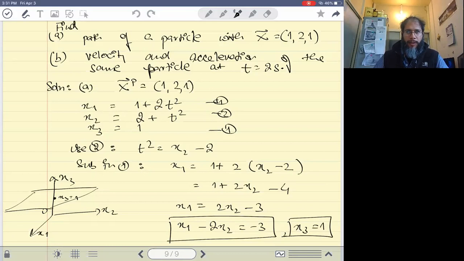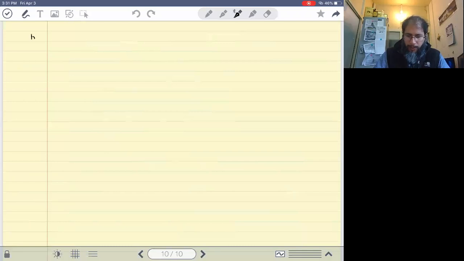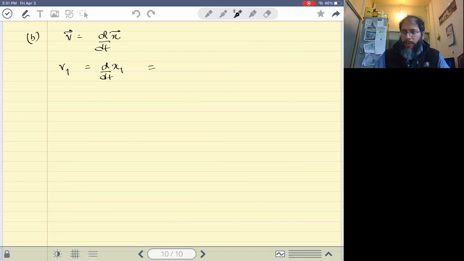Now you have to find the velocity and acceleration of the same particle at t equal to 2 seconds. Remember that velocity was given by d by dt of the current configuration. I can find the first component of v as d by dt of the first component of small x. Small x1 was capital X1 plus t square times capital X2. So let me write that here.